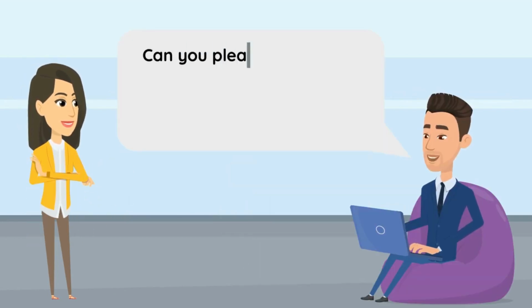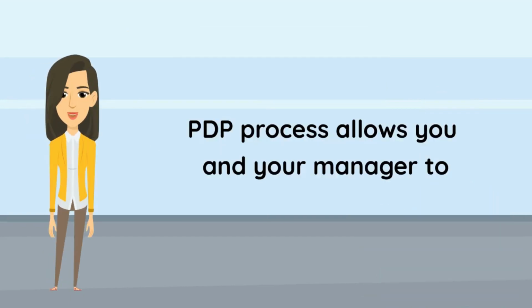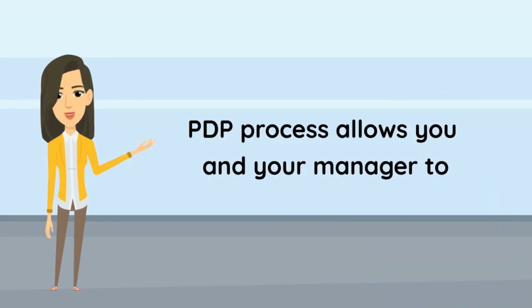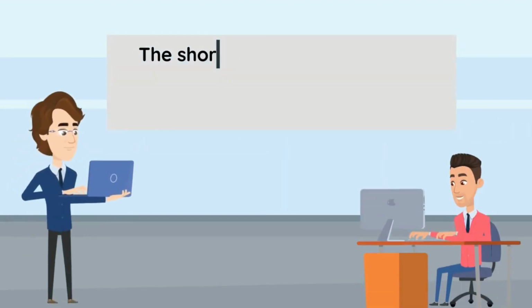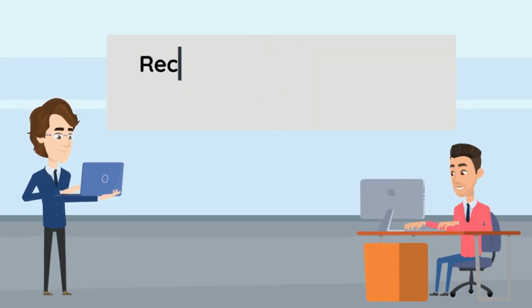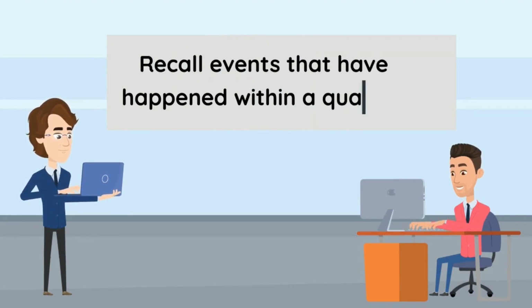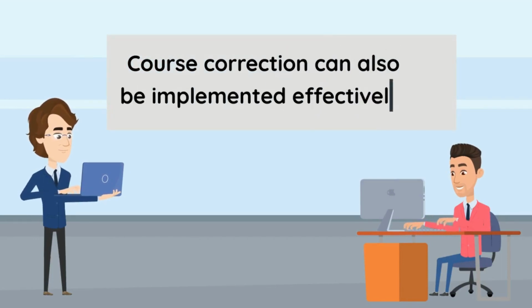Thank you, Lisa. Can you please let us know why it is important to follow the PDP process for each quarter? The PDP process allows you and your manager to track your performance on a quarterly basis. The shorter time frame makes it easier for both you and your manager to recall events that have happened within a quarter. Course correction can also be implemented effectively.